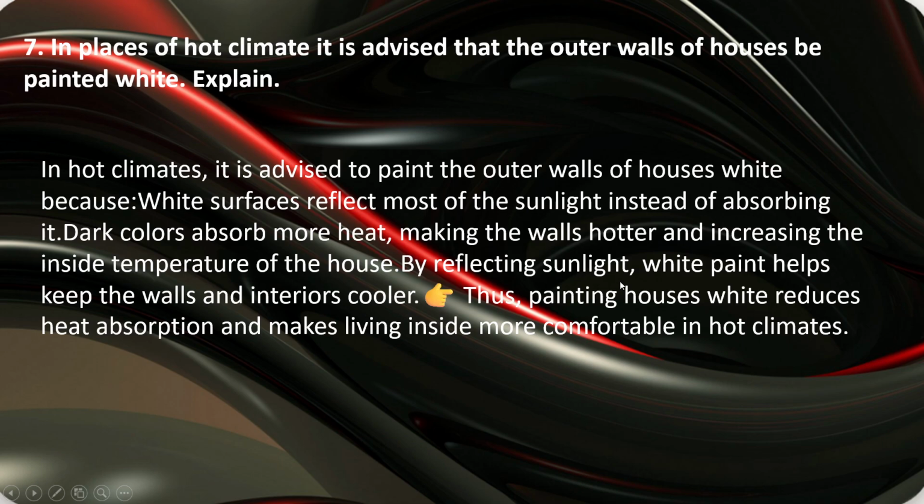By reflecting sunlight, white paint helps keep the walls and interior cooler. Thus, painting houses white reduces heat absorption and makes living inside more comfortable in hot climates.